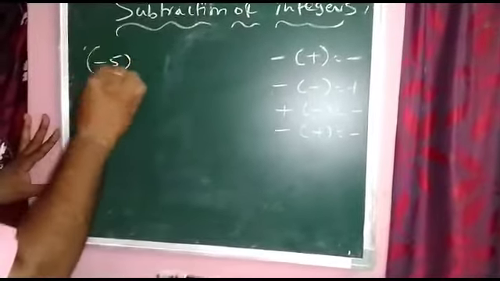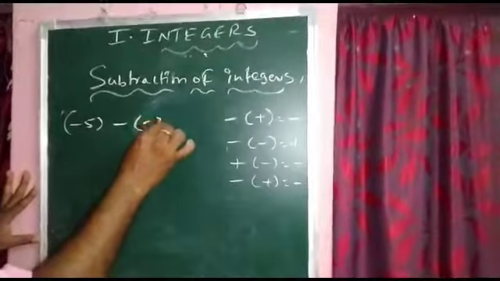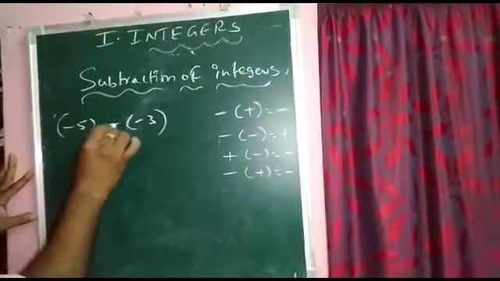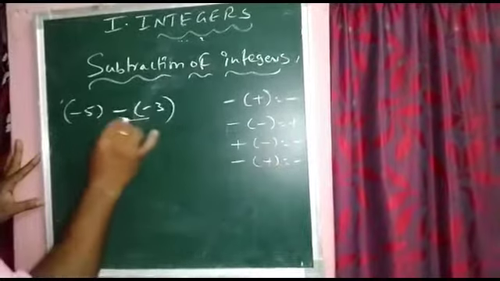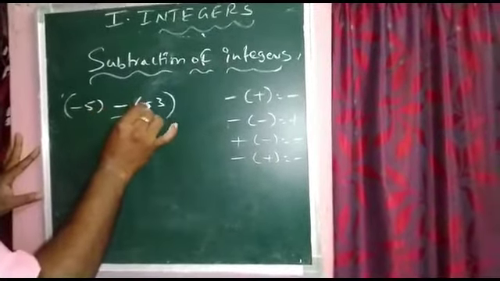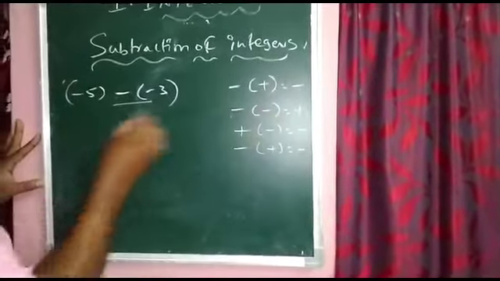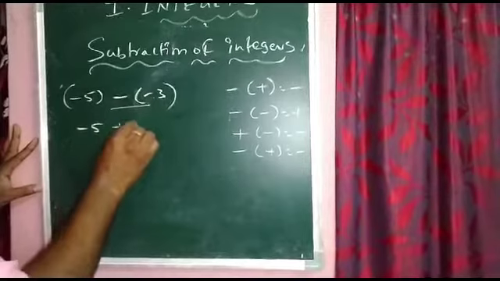Minus 5 minus of minus 3. Now the situation is minus of minus 3. In this situation, you must use these formulas. Minus into minus. Minus into minus value is what? Positive. That's why minus 5, minus into minus, plus 3.